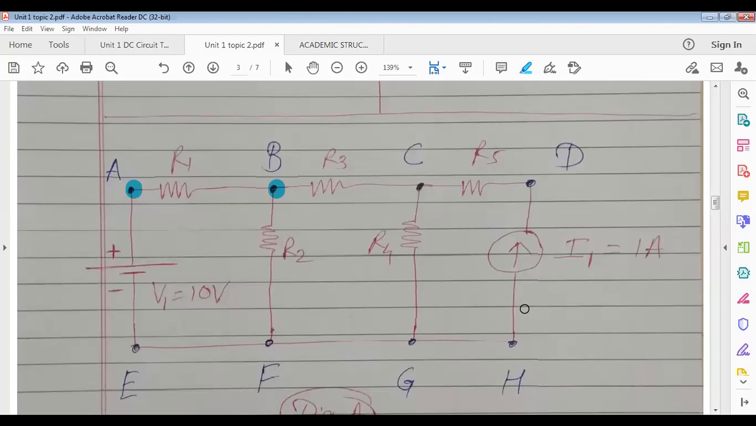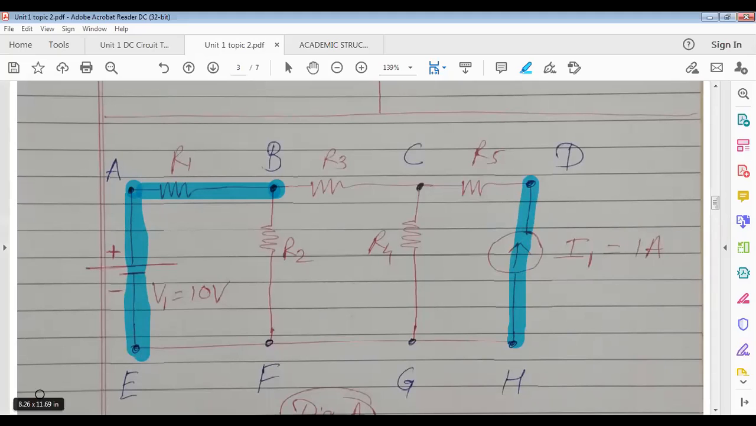And what are the sources? Voltage source and current source. So if a circuit parameter is there between two nodes or junctions, AB is a branch. Why? Because a circuit parameter is connected between A and B. You observe between node A and E. What is connected between A and E? A voltage source is connected. So AE is also a branch. Observe D and H. What is connected between D and H? A current source. So DH also is a branch.